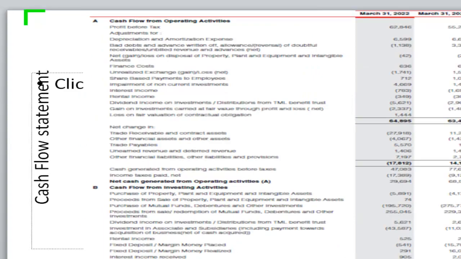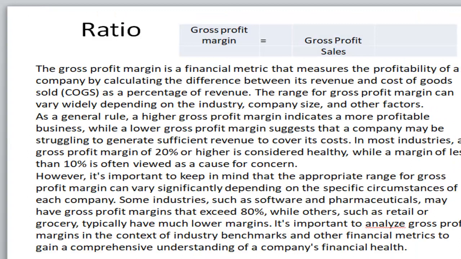Next is cash flow. What are the mutual funds, what are all the plant and equipment, fixed deposits, etc., and what is the cash flow. This is also very important, whether it is positive or negative.